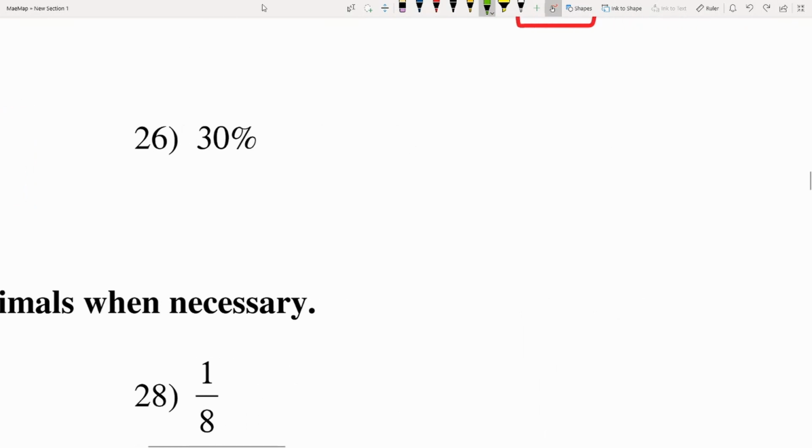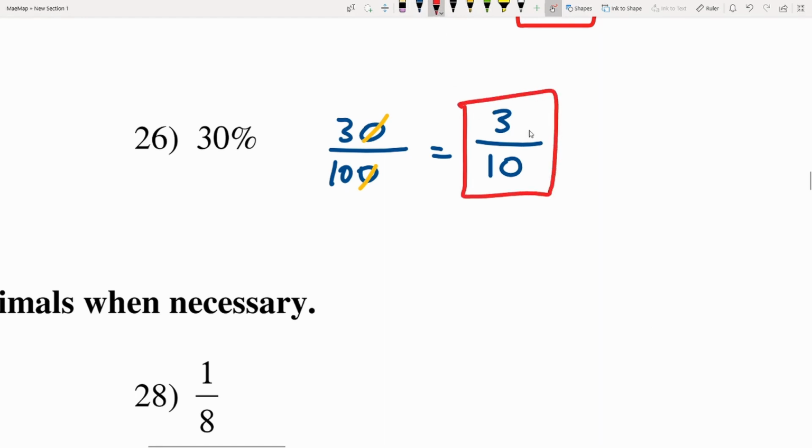And lastly, for this section, 30%. So we have 30 over 100. Both are divisible by 10. So 30 divided by 10 is 3, and 100 divided by 10 is 10. 3/10 is our solution for 30%. And if we were to write 30% as a decimal, we'd move that decimal place 2 times to the left to be 0.3. How would you read this decimal? It would be read as 3/10.